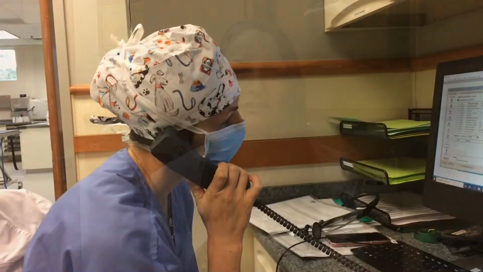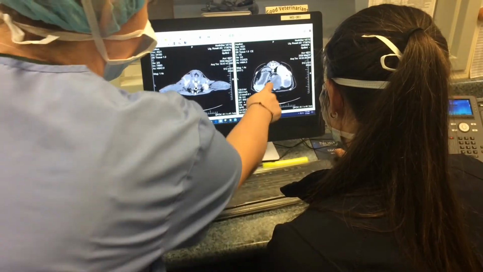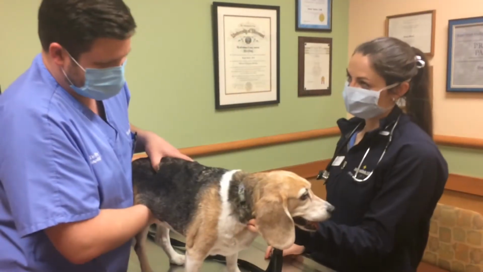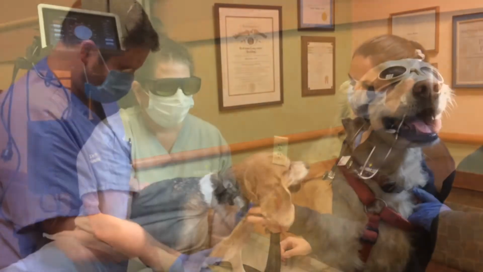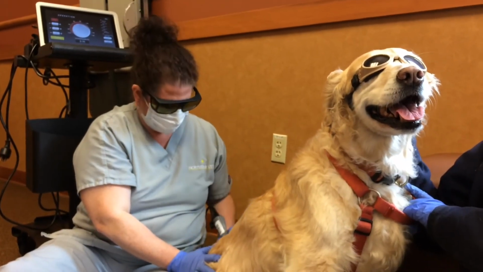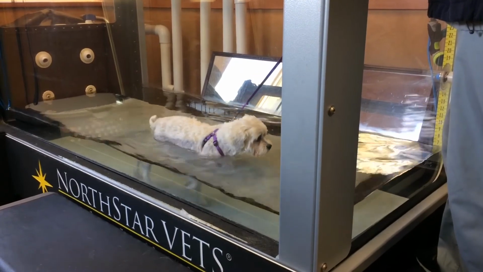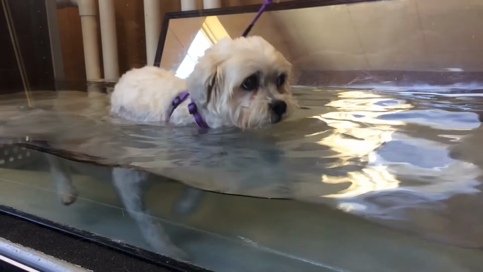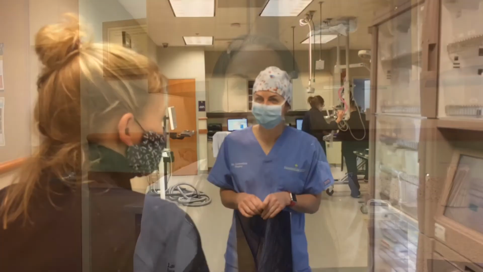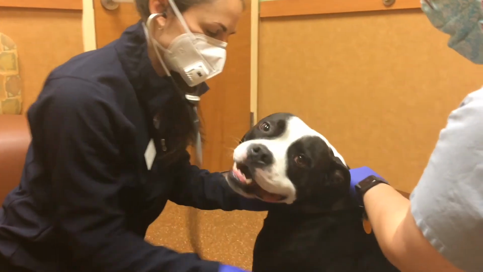Initially when we take x-rays or radiographs, we work with the radiology department. If we have any questions or concerns about the diagnosis, we may get neurology involved to make sure that it is not a neurologic issue. And then post-operatively, we work very closely with our rehabilitation department that is very much like human physical therapy, and that helps animals get back to normal activity at a quicker pace. With appropriate post-operative care, we can get about 85 to 95% of these dogs back to normal activity, running, jumping, playing.